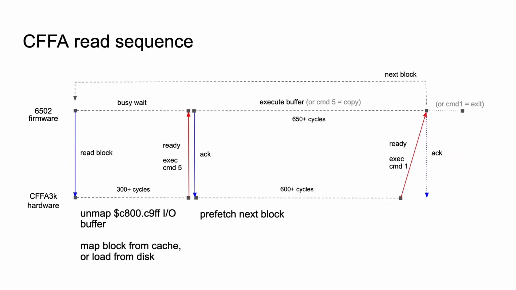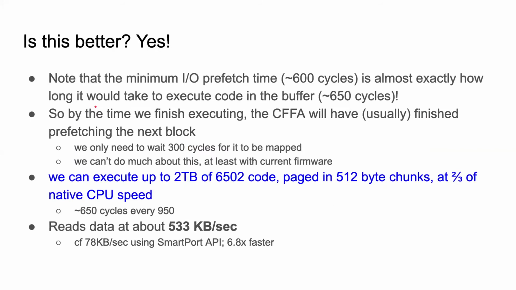So ordinarily in the CFFA firmware, we would acknowledge the completion of this command and then exit and return to the caller. But here we're free to just begin fetching the next block in a loop and starting again. So one way to look at this technique is that it allows us to execute up to 2 terabytes of 6502 code, which is the maximum addressable via the underlying SmartPort APIs that it uses.